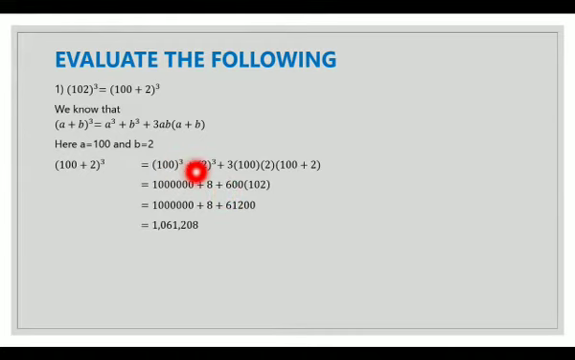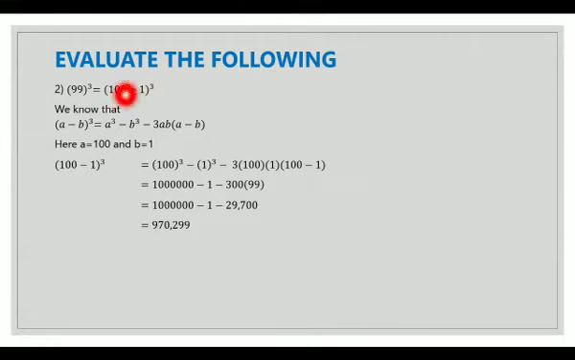Now 100 multiplied by how many times? 3 times, that is 10 lakhs, plus 2 cube, that is 8, plus 3 twos are 6 into 100, that is 600, in the bracket 100 plus 2, so 102. Now we have to multiply this term. So 10 lakh plus 8 plus 600 into 102. When we multiply, we get 61200. So when we add this, we get 1061208.